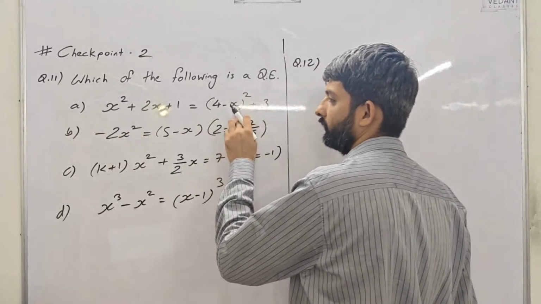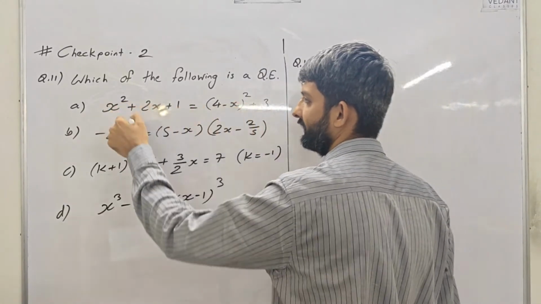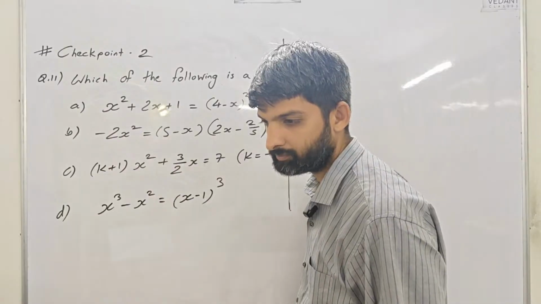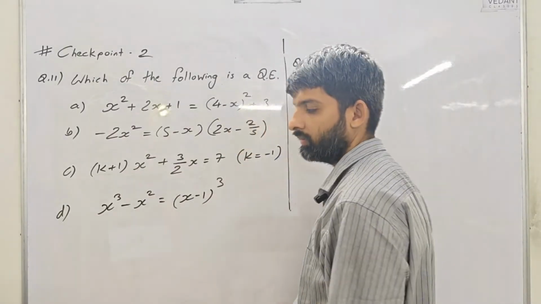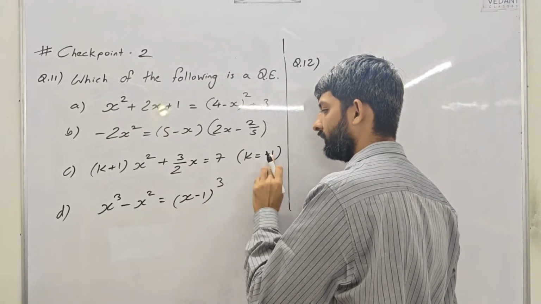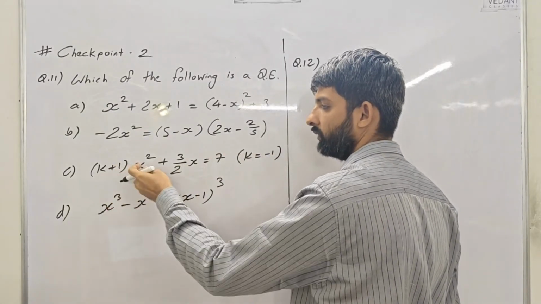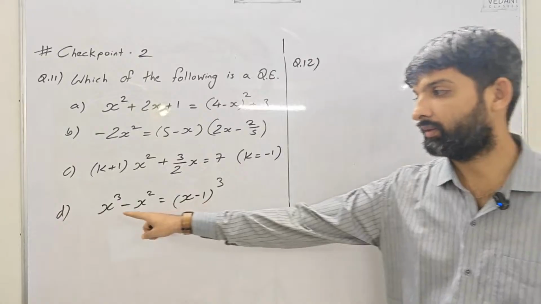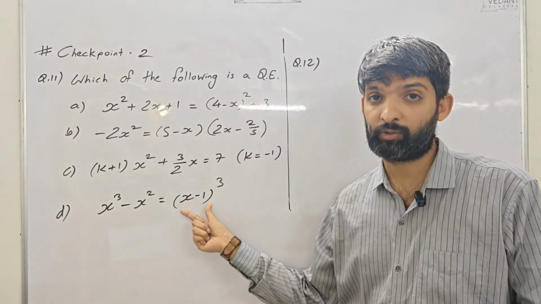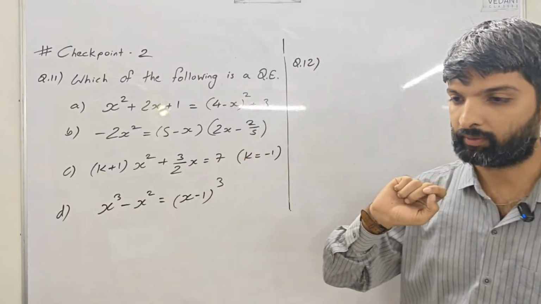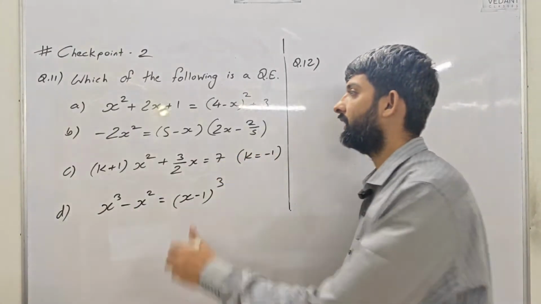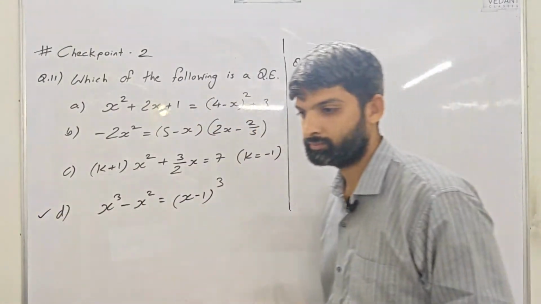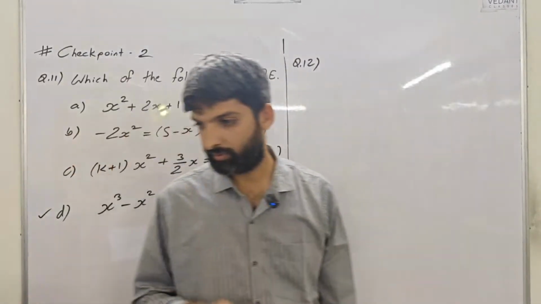So here you can see, if you expand this, x square will get cancelled out, it will become linear. Here you can expand it again, 2x square will get cancelled out. If you put k is equal to -1, then also x square will vanish because the coefficient will be 0. And when you expand this, x cube and x cube will get cancelled out. You will only remain with x square. So that is the reason the answer is option D. I hope it is clear. It is a very important question.